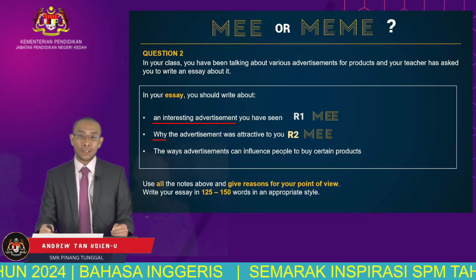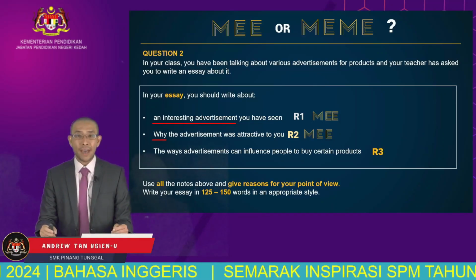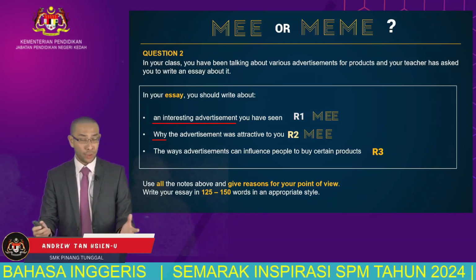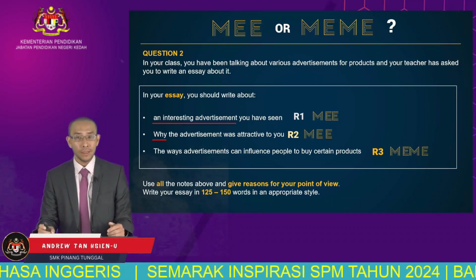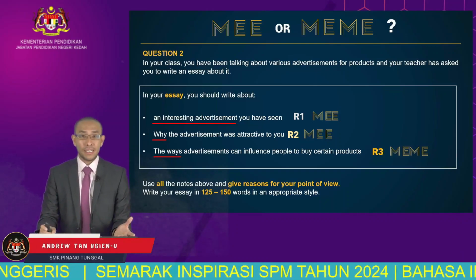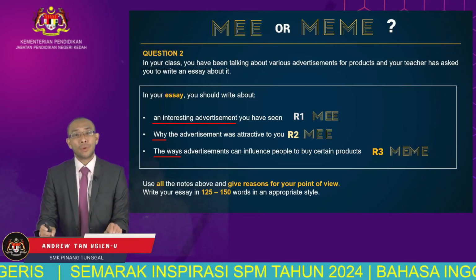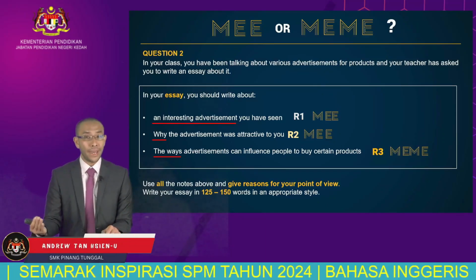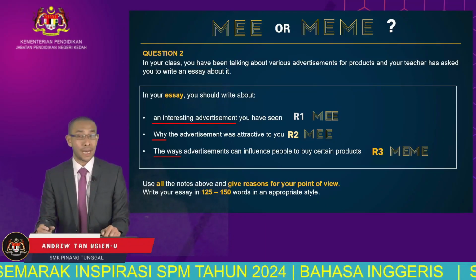Let's take a look at R3. The ways advertisements can influence people to buy certain products. All right, so should we use MEE or MEME? So the answer is MEME. So why do I say that? Because here, look at here, it is required for you to write about the ways. It's plural. So you need to give more than 1 way advertisements can influence people to buy certain products.